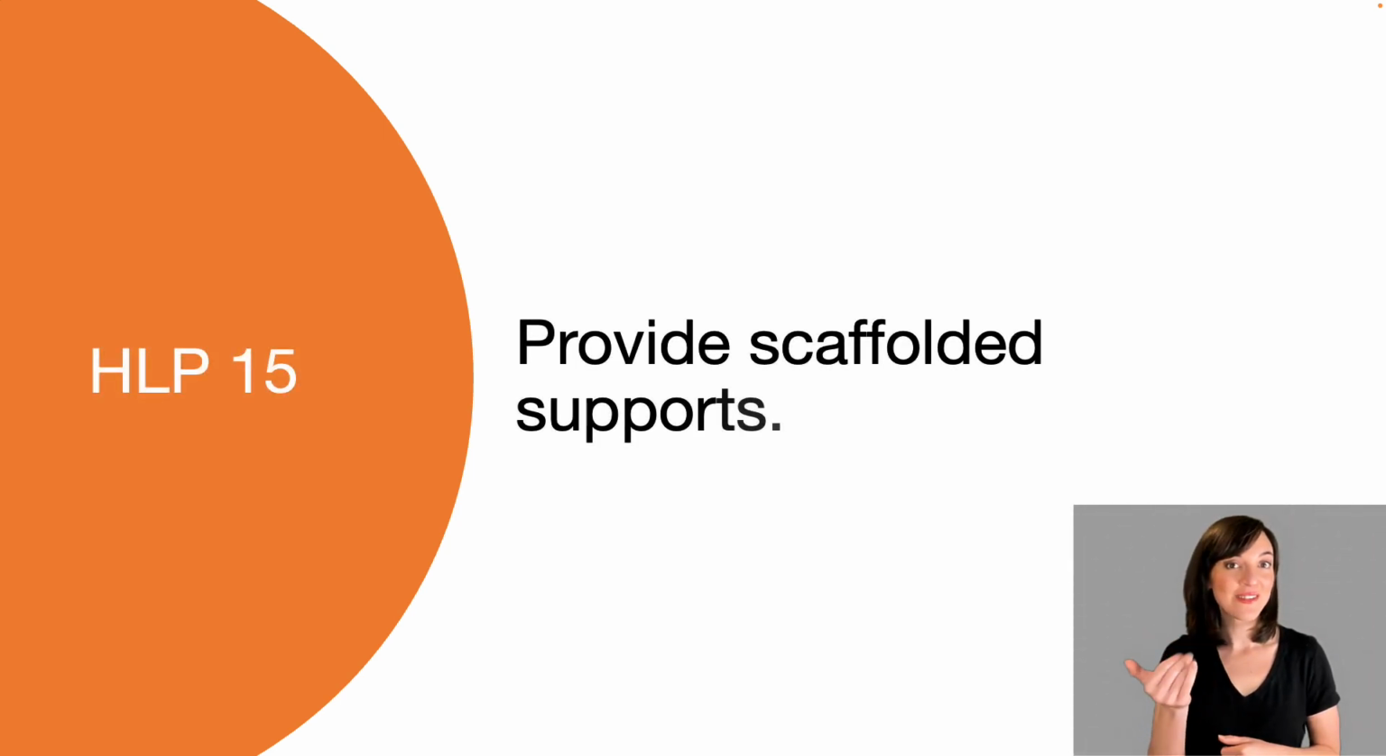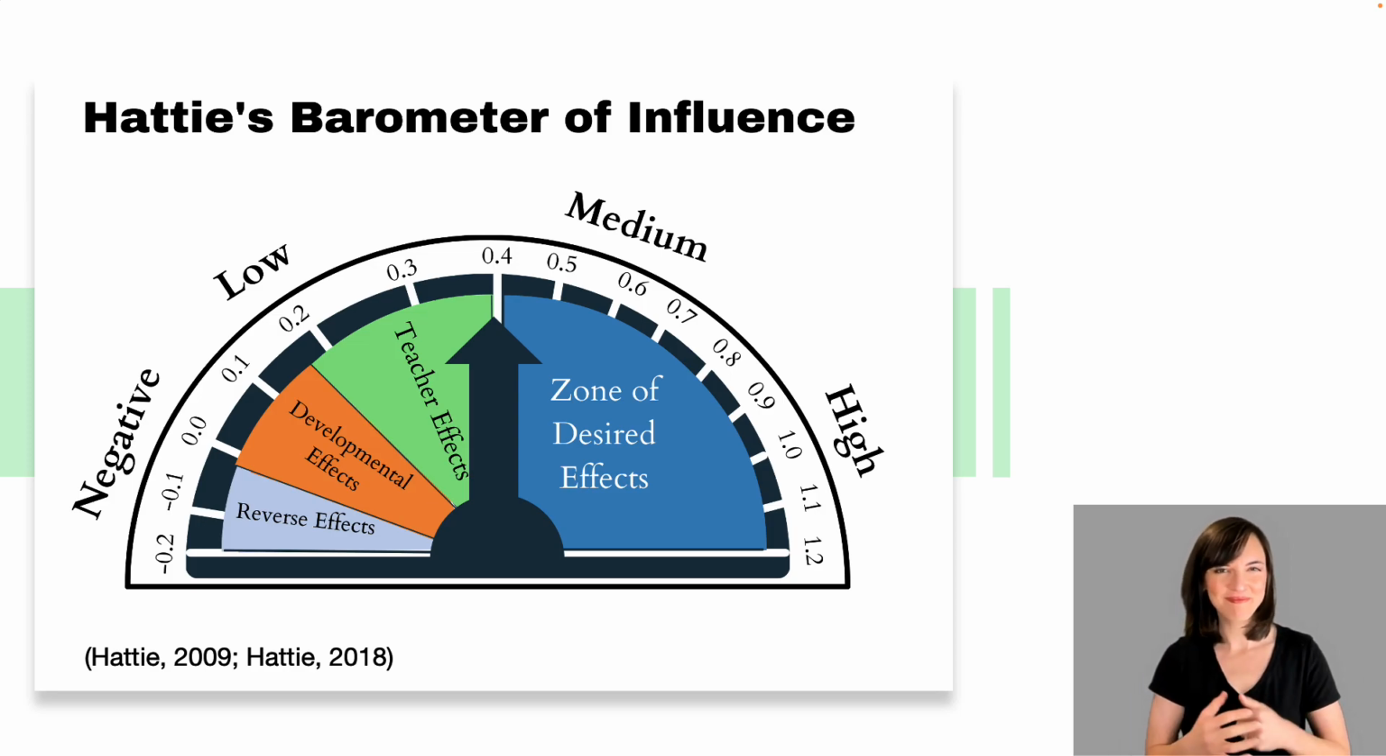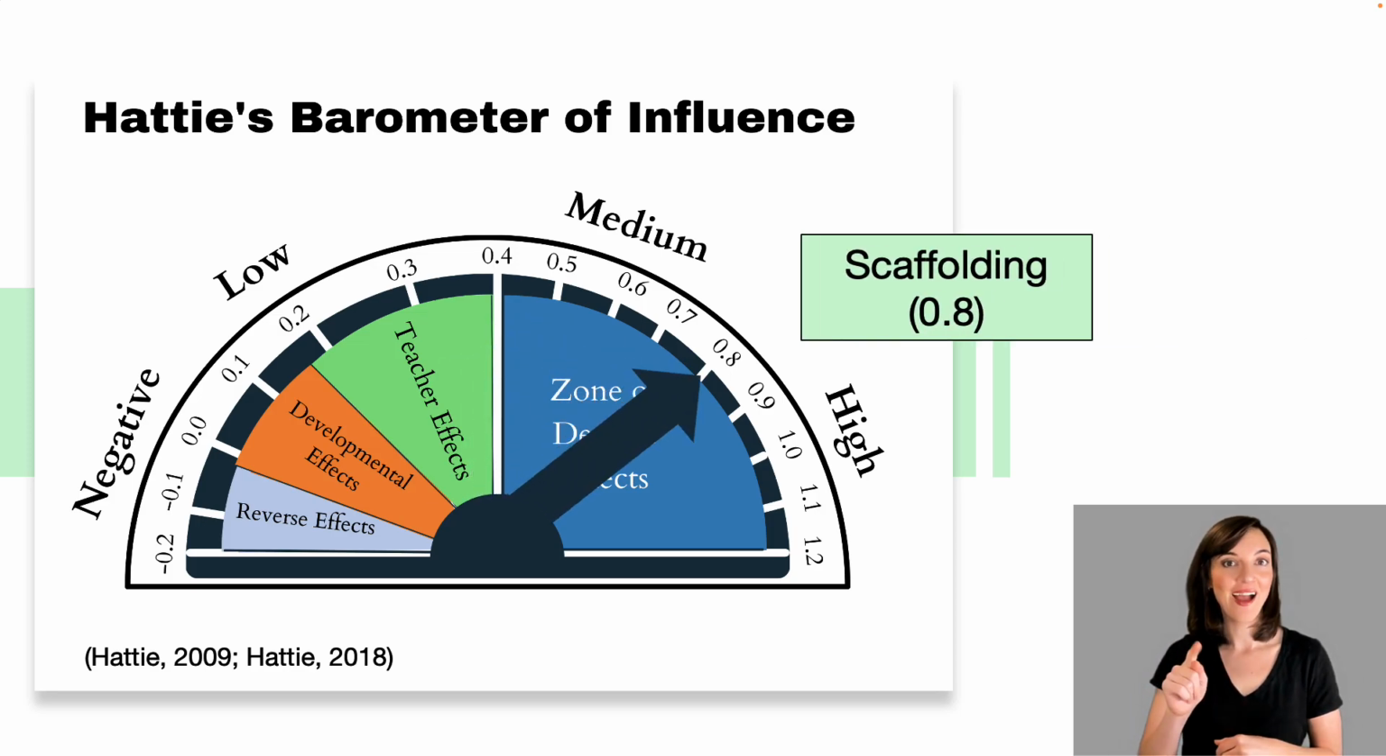HLP 15 states provide scaffolded supports. Hattie's barometer of influence shows scaffolding well in the zone of desired effects at 0.8.